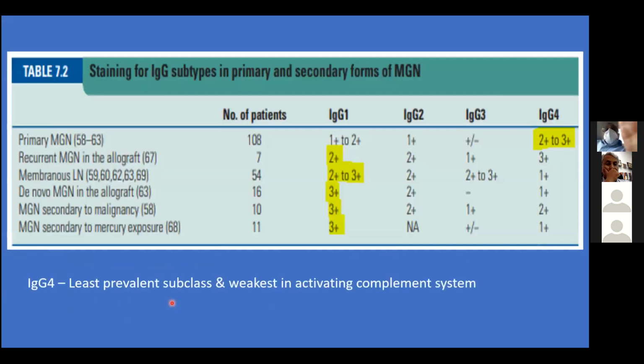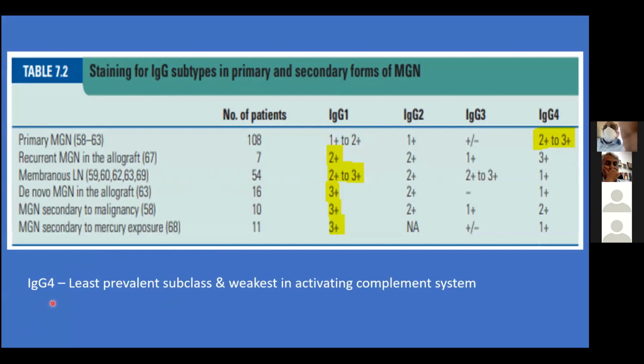This chart reveals the IgG subtyping staining difference between primary and secondary forms of membranous nephropathy. As I already highlighted, in primary membranous nephropathy, IgG4 is dominant, and the next dominant is IgG1. But in membranous lupus nephritis, that is class 5 lupus nephritis, there will be an admixture of IgG1, IgG2, and IgG3. So this one should be remembered.